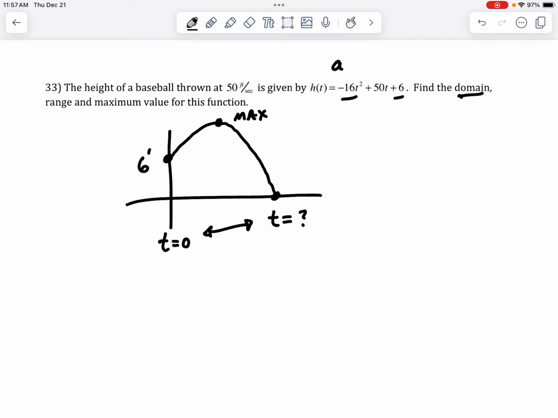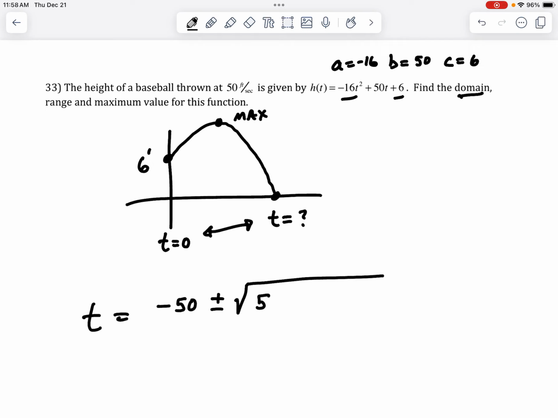So we've got a equals negative 16, b equals 50, and c equals 6. And then use the quadratic formula. We could do complete the square if we wanted extra work, but quadratic formula is going to be a little bit faster. So this has the variable t, so it's going to be t equals negative b plus or minus the square root. The b gets squared minus 4 times a, which is negative 16, and then c, which is 6. And the whole thing is divided by 2 times a.